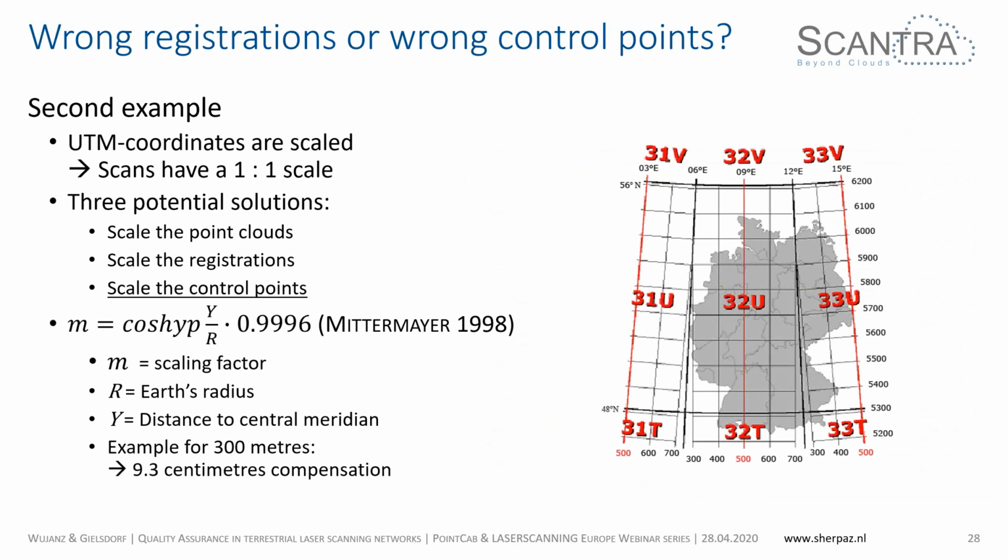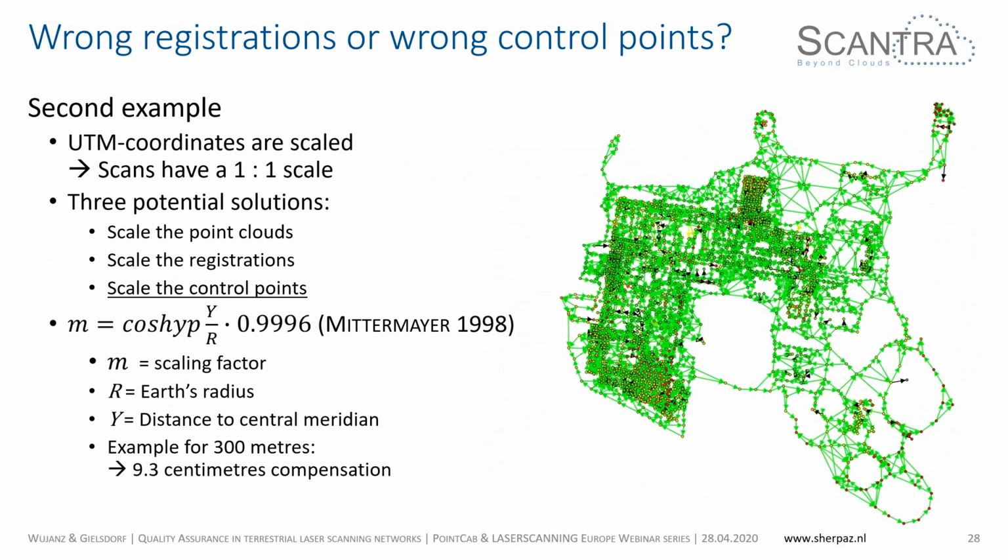You have the Earth radius, and of course, the scaling factor depends on the distance to the central meridian. In this particular case, if you look at a distance of 300 meters, we had a compensation of 9.3 centimeters, which perfectly explains the residuals that the client has seen. So, yeah, we actually applied the scaling factor to the control points, and the project was saved.